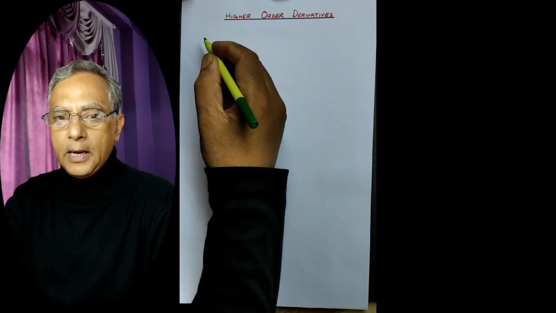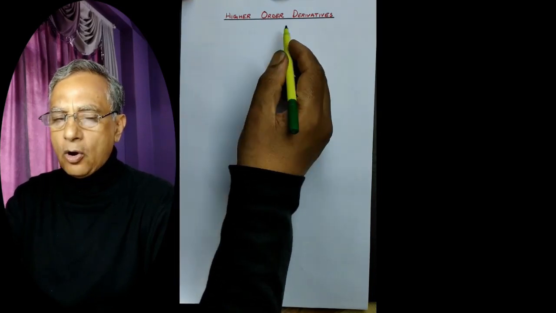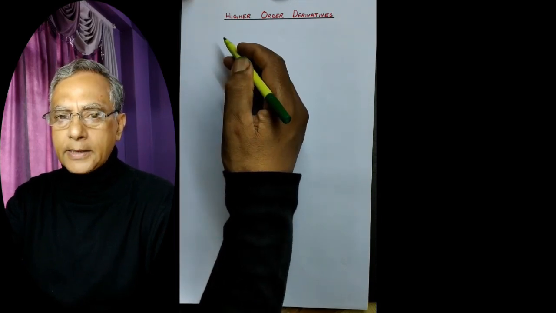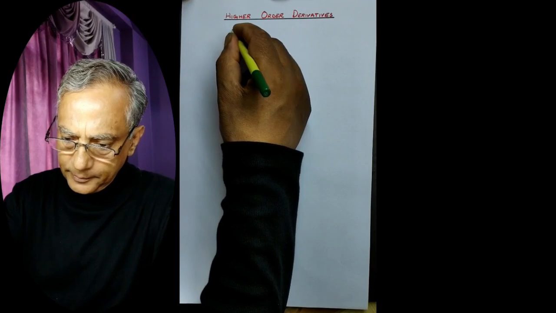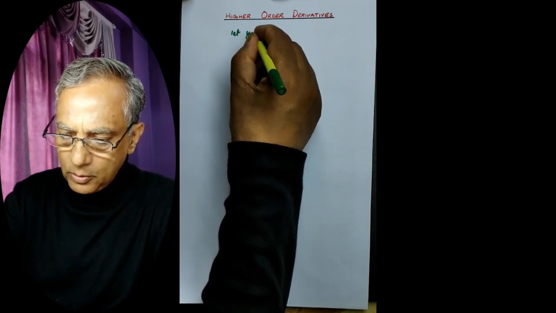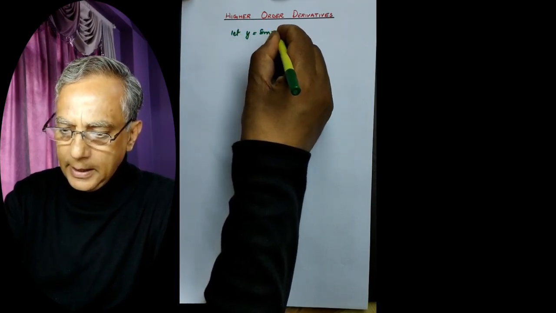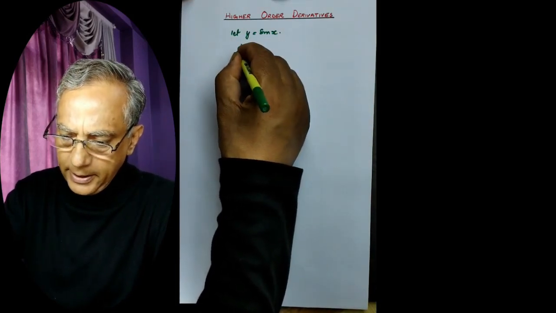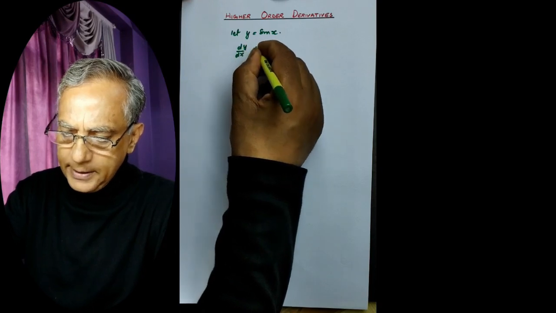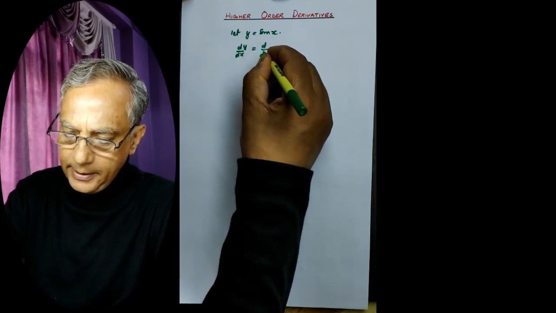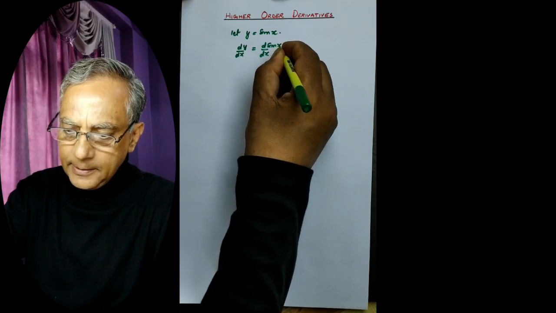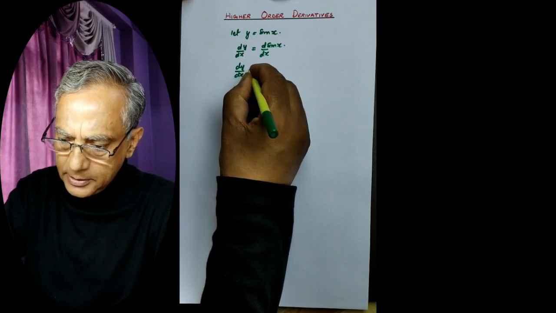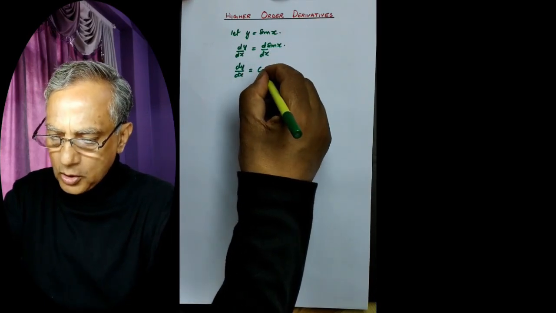The topic I am going to discuss is higher order derivatives. We consider an example. Let y be equal to sine x. Differentiate both sides. What we get is d by dx of y is equal to d by dx of sine x. That is dy by dx is equal to differentiation of sine x, which is cos x.